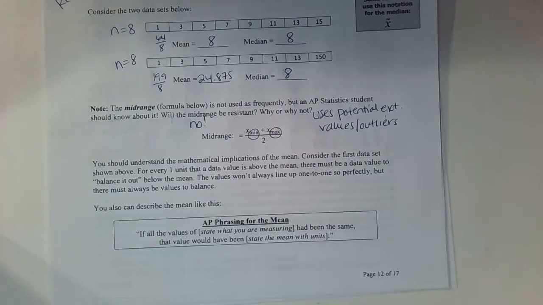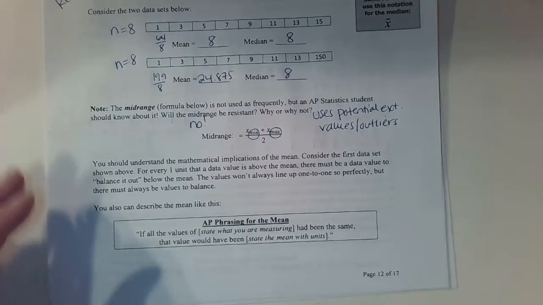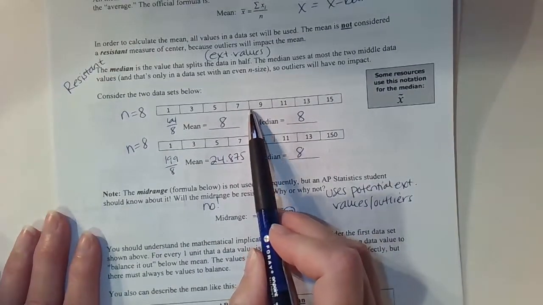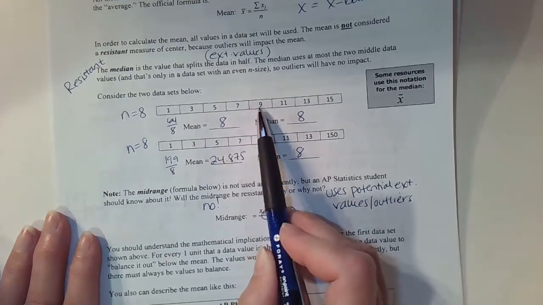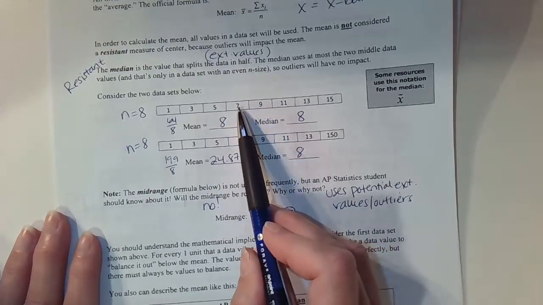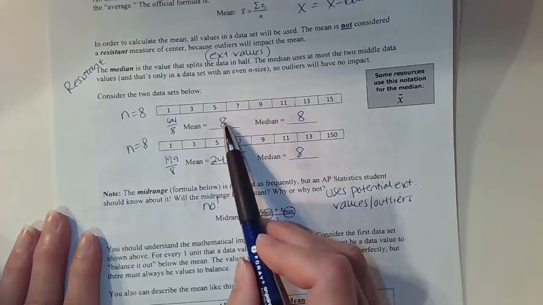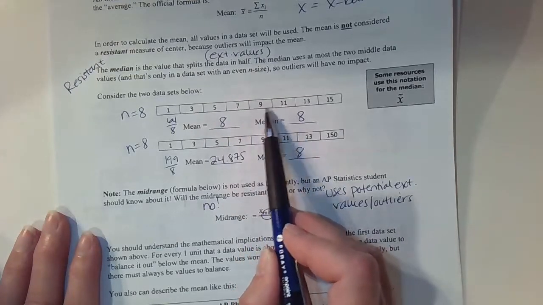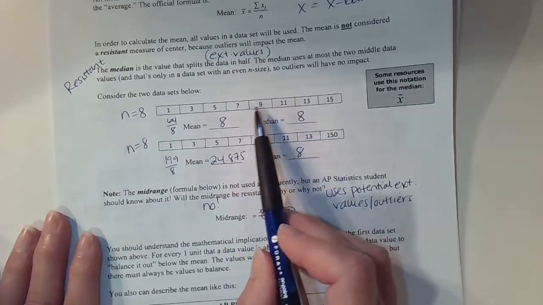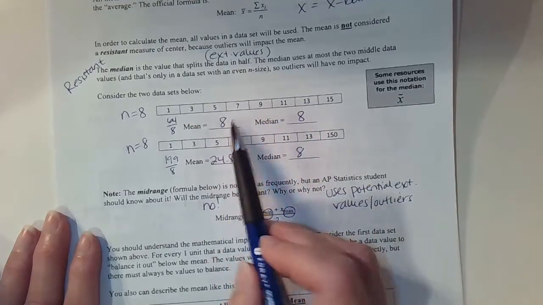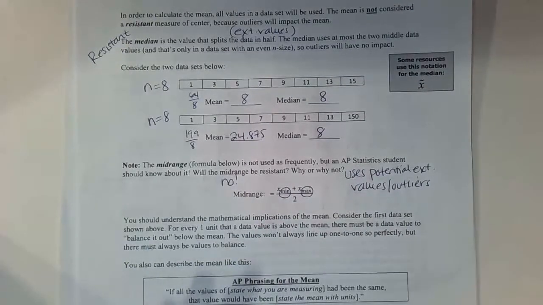You should understand the mathematical implications of the mean. Consider the first data set above. For every value that you have that is above the mean, 9 is 1 above, well, then you have a value that's 1 below, 7 is 1 below. 11 is 3 above, 5 is 3 below. 13 is 5 above, 3 is 5 below. Okay, everything has perfect balance.